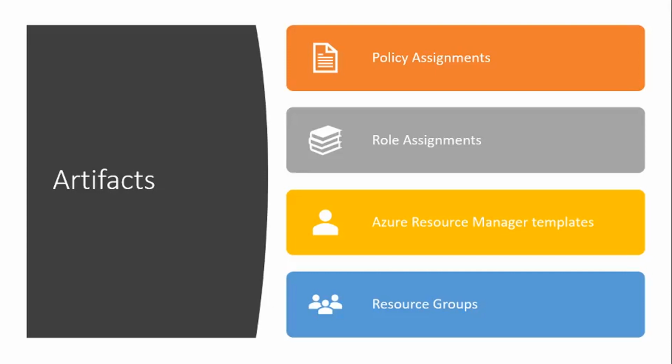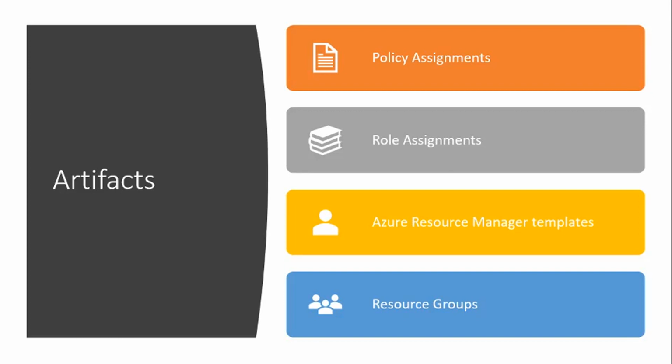Now we come to the artifact. The definition is where blueprint artifacts are added. As of right now, the following is a list of artifact types. Policy assignment lets you add an Azure policy. This can be a built-in or custom policy. Role assignment lets you add a user, app, or group and set the role. Only built-in roles are currently supported.